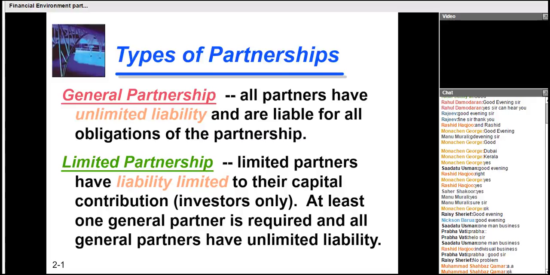The others can be partners with limited liability. Is it clear?